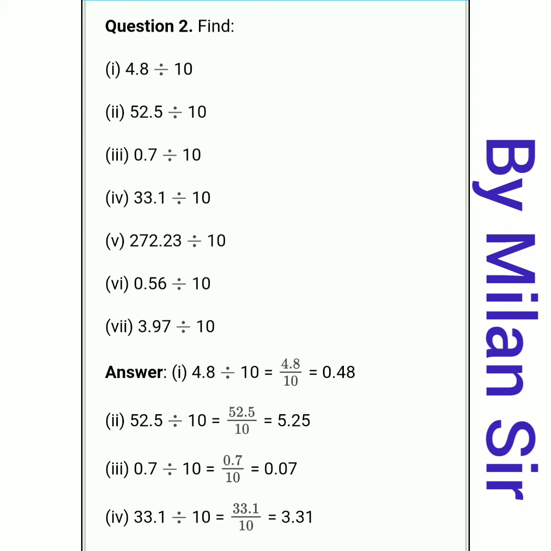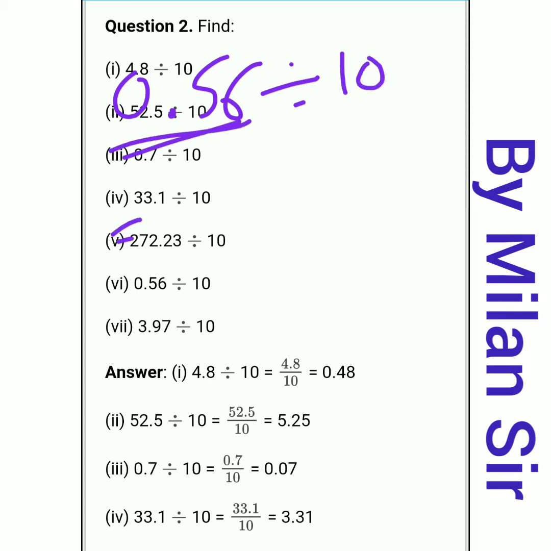Then question number 6: 0.56 divided by 10. First of all we need to convert this 0.56 into a fraction. For that we ignore the decimal point, so 56 divided by, now after the decimal point we have two digits, so in the denominator we put two zeros, before that one, that means 100. So 0.56 is equal to 56 divided by 100.